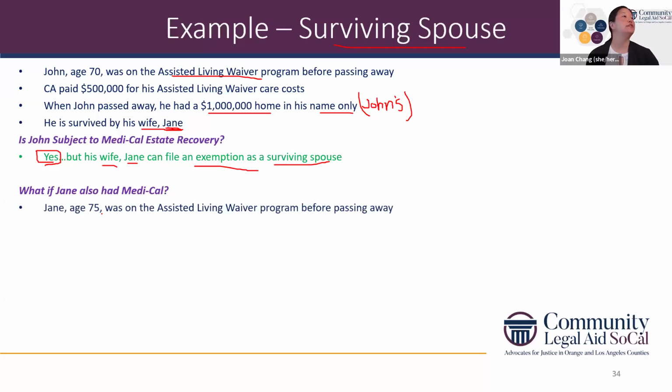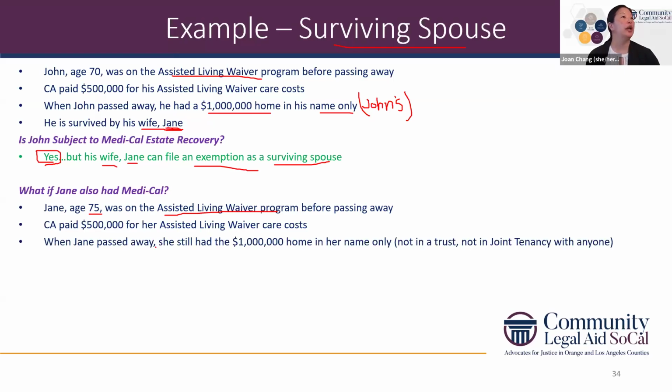So Jane was 75. She was also on the assisted living waiver program before she passed away. California paid again $500,000 for her assisted living care costs. When Jane passed away, she still had the $1 million home. It was in her name only. So it wasn't in a trust that Jane set up. It wasn't in a joint tenancy with any of her family members or her kids or anything like that. So it was in just her name only.